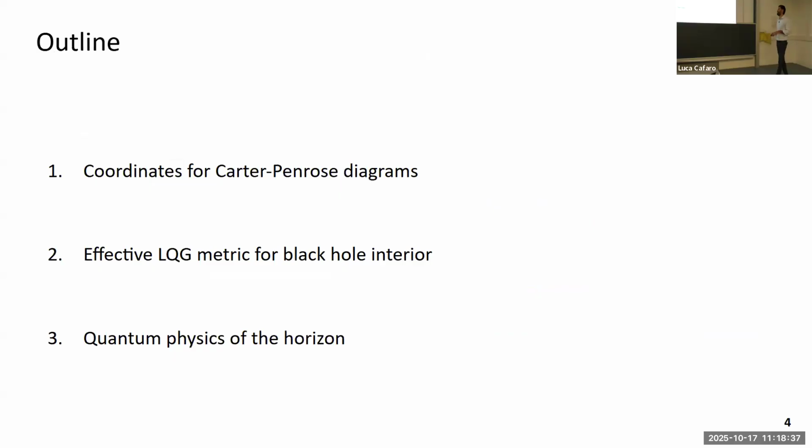The talk itself is divided in three main parts. I will go over the physics of the interior of the black hole, what I called in the last slide regions A and C, in the second part, and I will go over the physics of region B, what I call the physics of the horizon, at the end of the evaporation, in the last part. The first part is instead devoted to the development of a global and smooth coordinate chart for the Carter-Penrose diagrams of the spacetimes I will introduce.